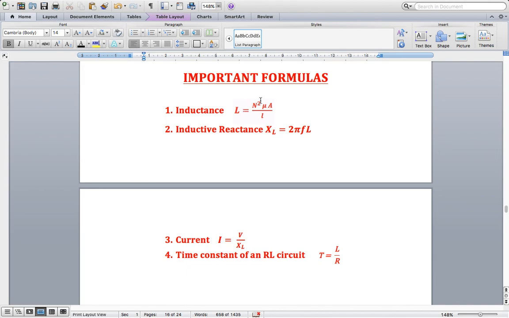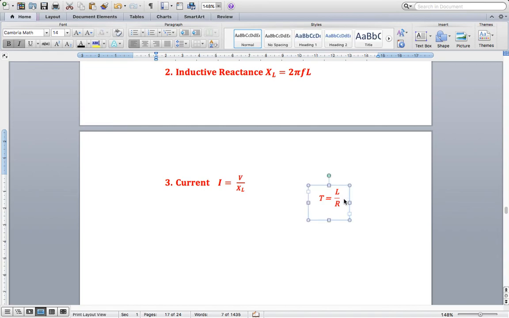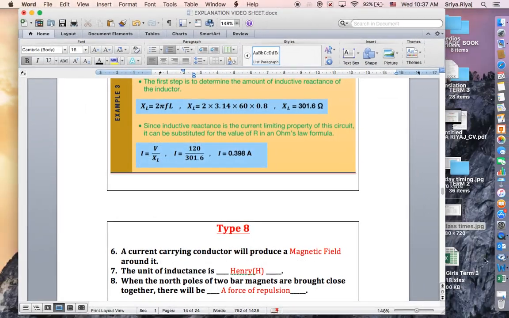Inductance L is n square mu A by L, where n is the number of turns of the coil, mu is the core material, or we can call it permeability, A is the area, L is the length. Now another equation for inductive reactance is 2 pi FL, where F is the frequency, L is inductance. Ohm's law for inductor is I equal to V by XL, where XL is the inductive reactance. No need for this one, this won't come in your exam. So that's all about chapter 4, inductance.